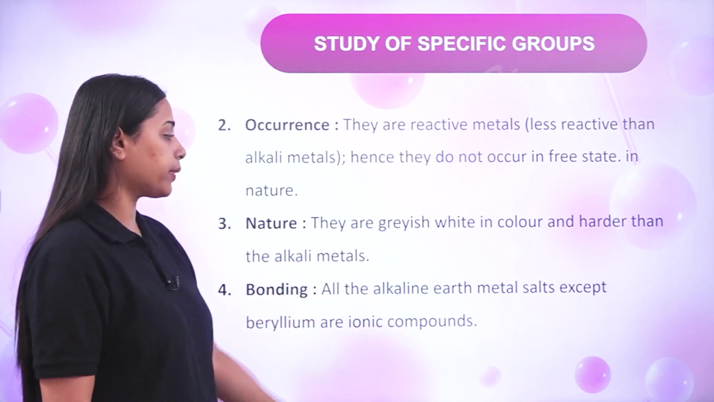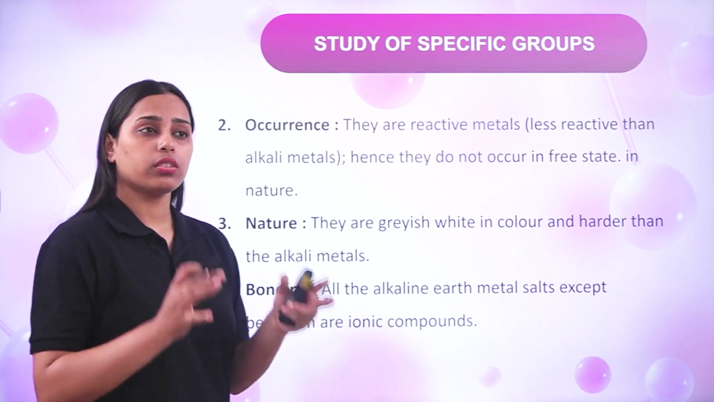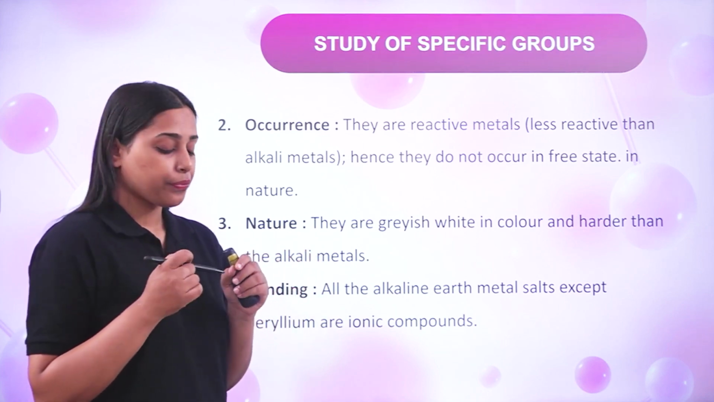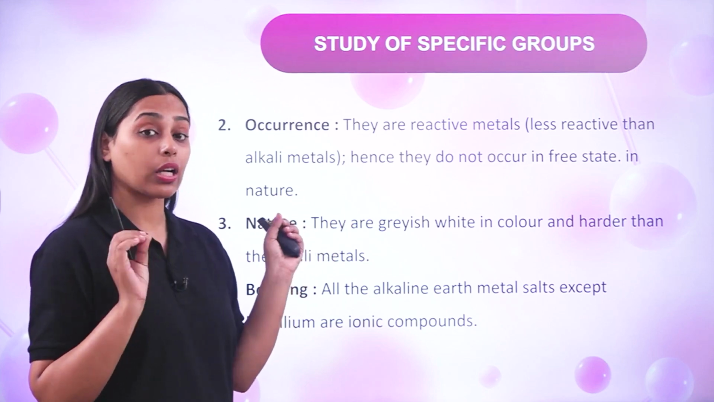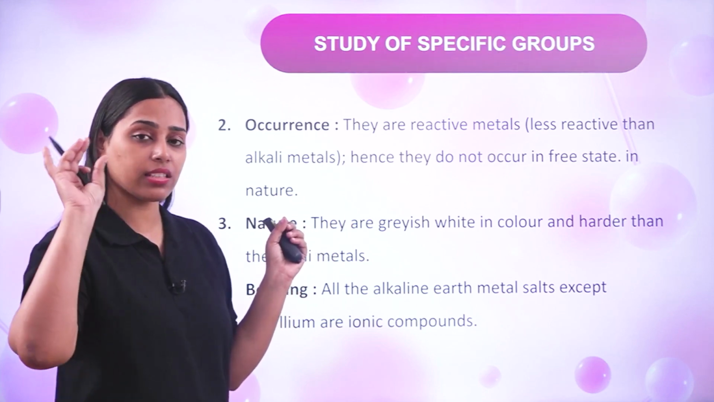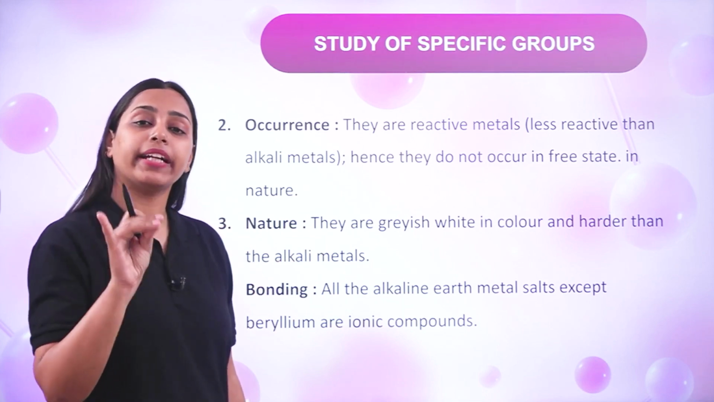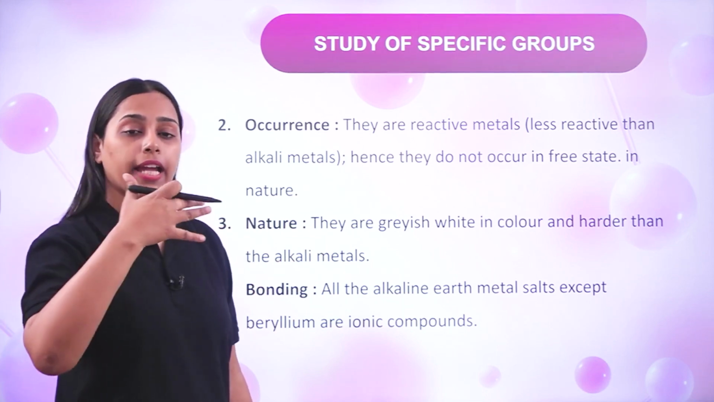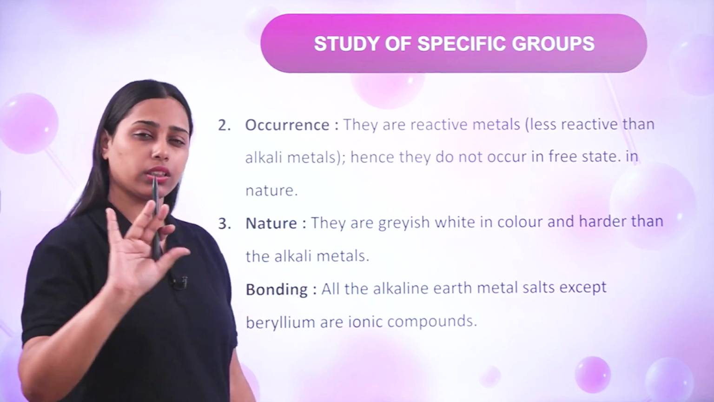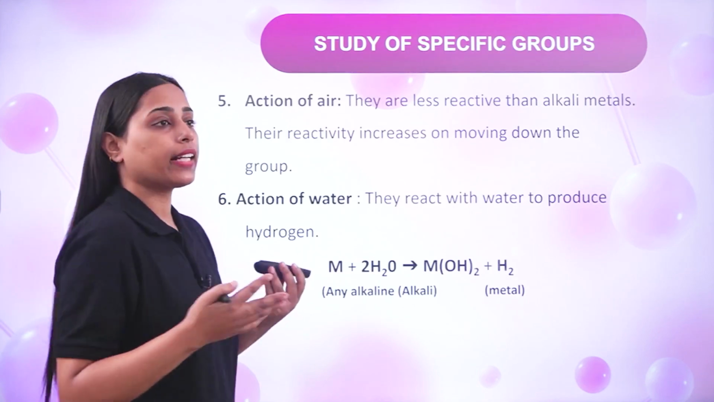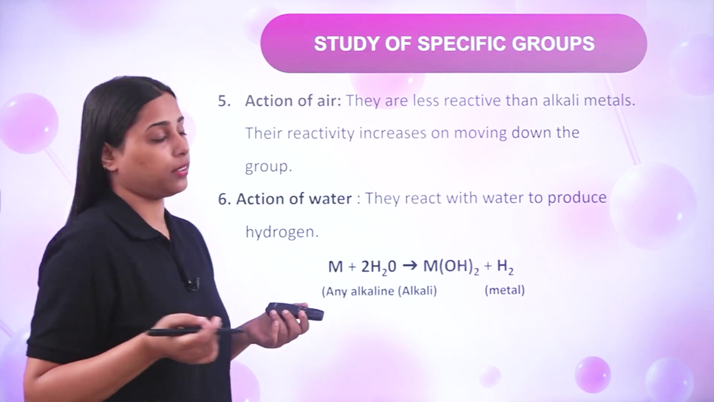All the alkaline earth metal salts except beryllium are ionic in nature. The first member of groups 1 and 2 is usually covalent in nature, because of extremely small size. That concept will be dealt with in detail in your higher class, why they are covalent. But till here you just need to remember the nature. In higher class we will introduce the concept of Fajan's rules to explain covalency.